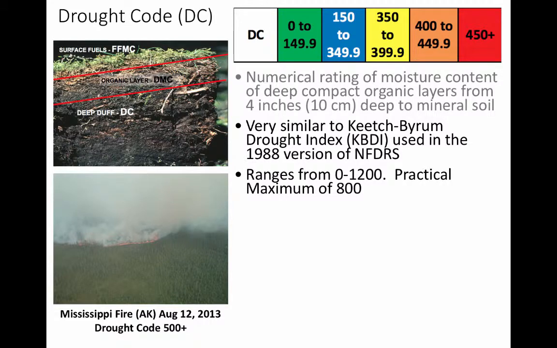The DC is actually very similar to the Keetch-Byram Drought Index used in the southeastern U.S., though it produces values somewhat higher with a maximum of around 1,200 instead of 800. Its practical maximum generally is that 800 value, though.